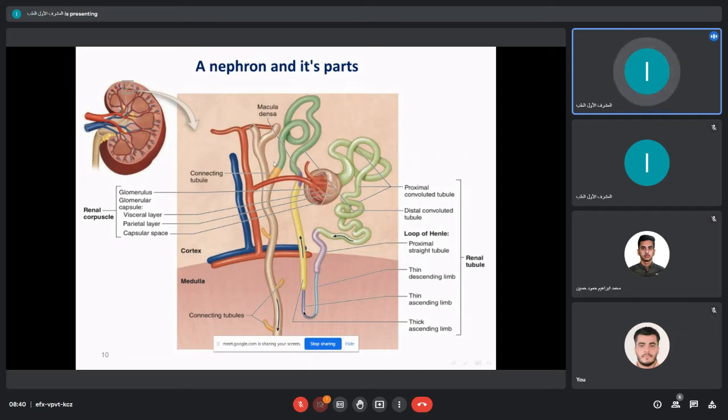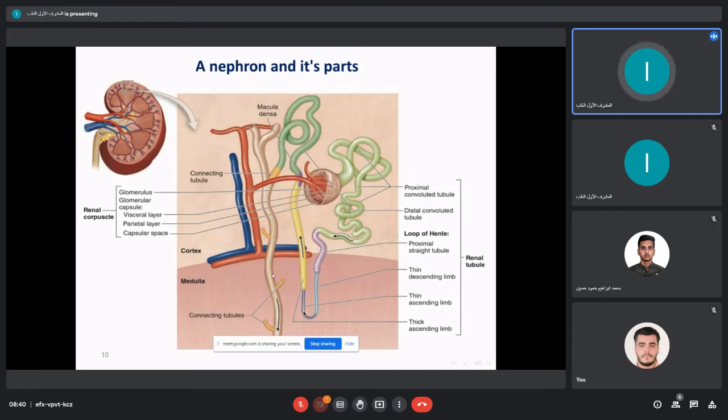The last part starts at the connecting tubules, which are short minor parts that act by linking several tubules. Here are the connecting tubules. These short tubules will join together and drain into the collecting tubules.